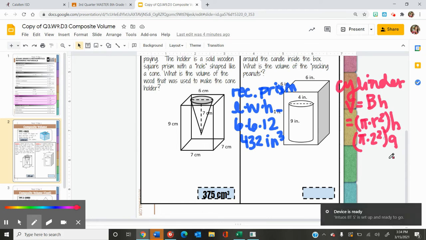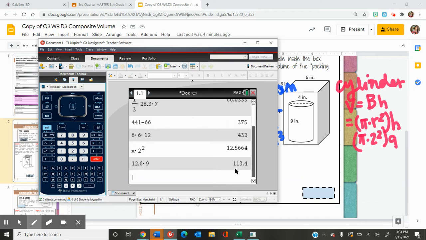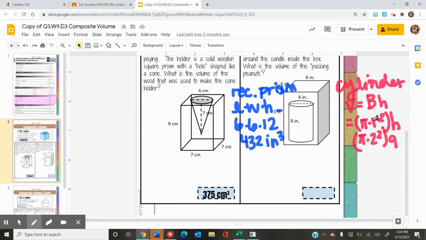So now I'm just going to multiply that by 9. So this is 12.6 times 9, and I get 113.4. So if the volume of my cylinder is 113.4, and I'm just trying to find the volume that the packing peanuts would be able to hold, I'm going to go ahead and subtract 432 and 113.4.